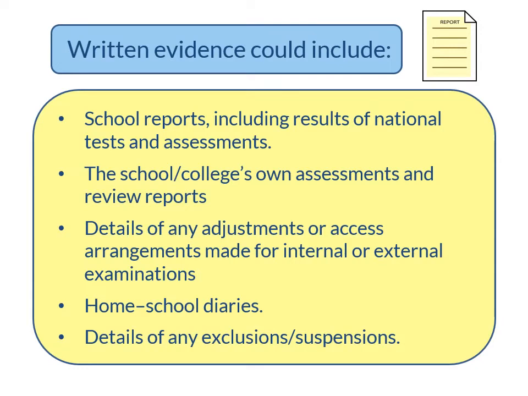Written evidence may also be available from school reports, including results of national tests and assessments, your child's school or college's own assessments and review reports. You may have details of adjustments or access arrangements made for internal or external exams which would demonstrate your child's special educational needs. Written evidence may also come from home-school diaries or details of suspensions, previously called fixed-term exclusions.